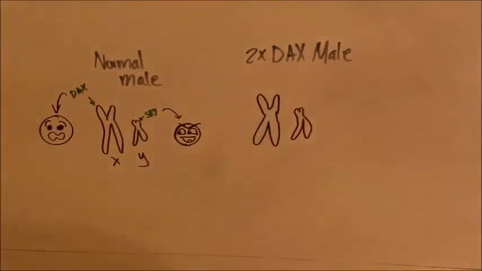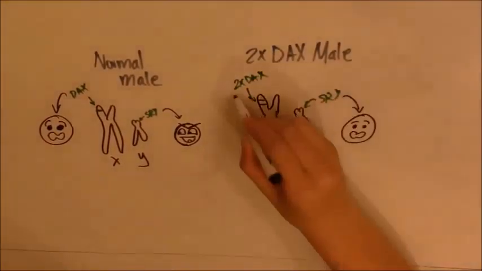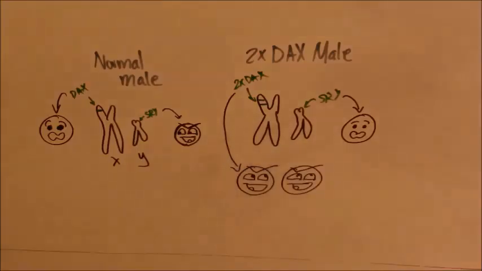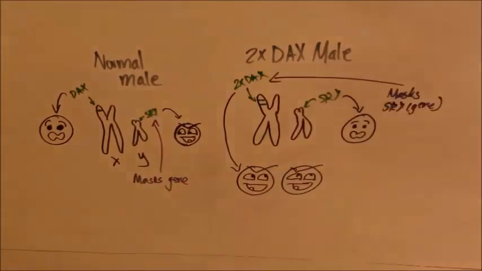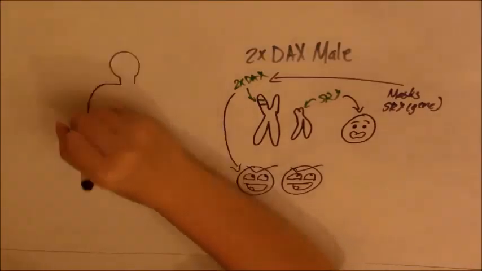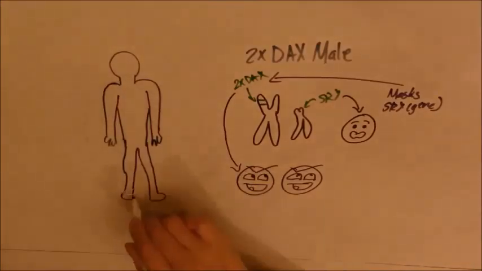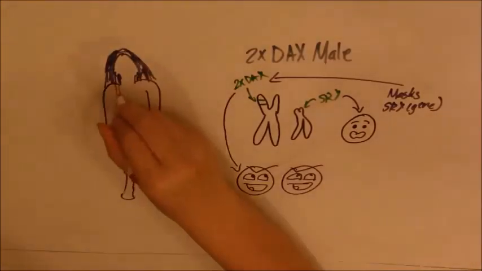Usually the SRY gene masks the DAX gene, but if a male is born with 2 copies of the DAX gene on the X chromosome, then he will genetically be male, but will phenotypically be female because the 2 DAX genes will over-trump the SRY gene that is on the Y chromosome.